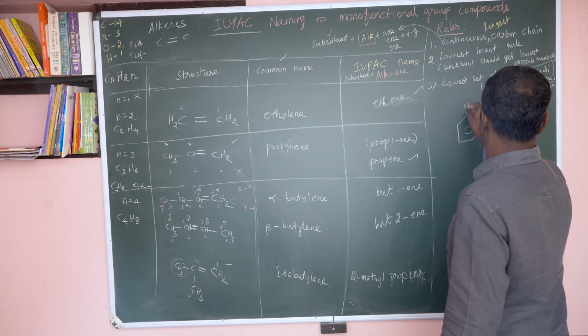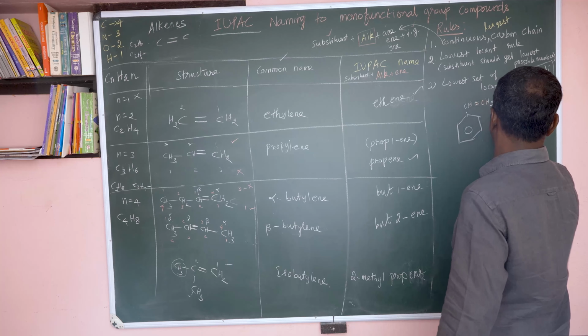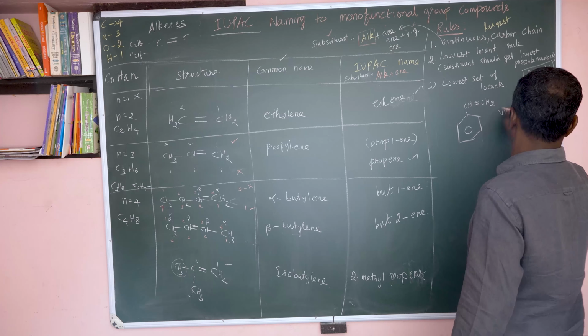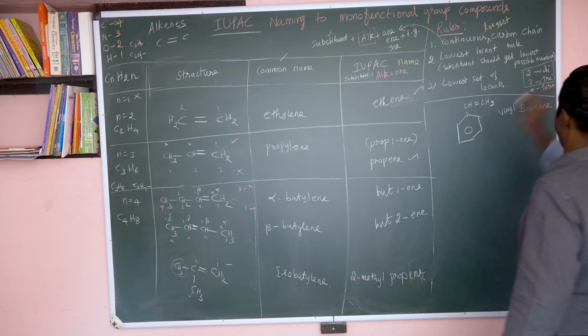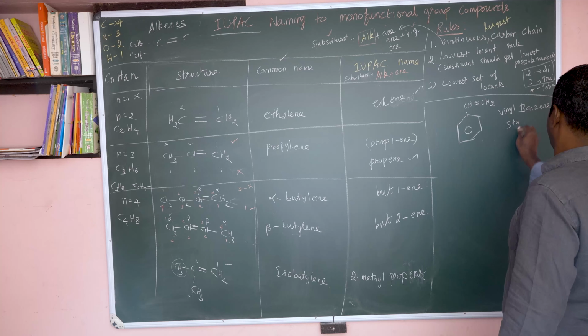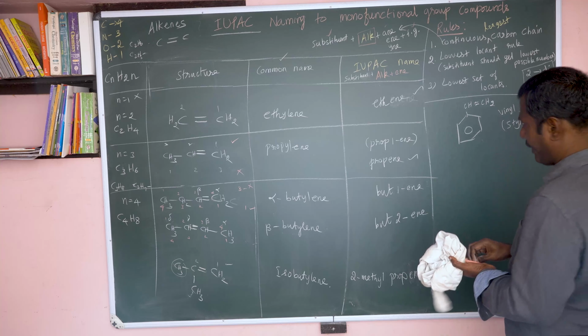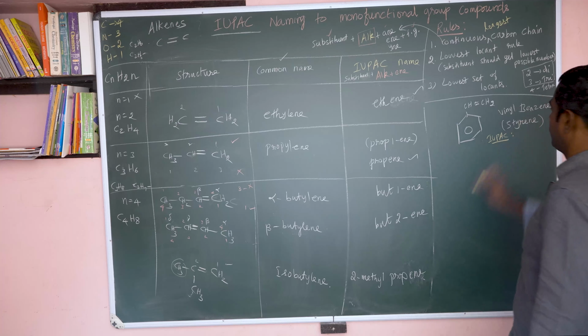On the benzene ring, a vinyl group is there. What is the name of this compound? Vinyl benzene. Vinyl benzene is otherwise called styrene. The common name of this compound we have already seen: styrene. What will be the IUPAC name for this compound?